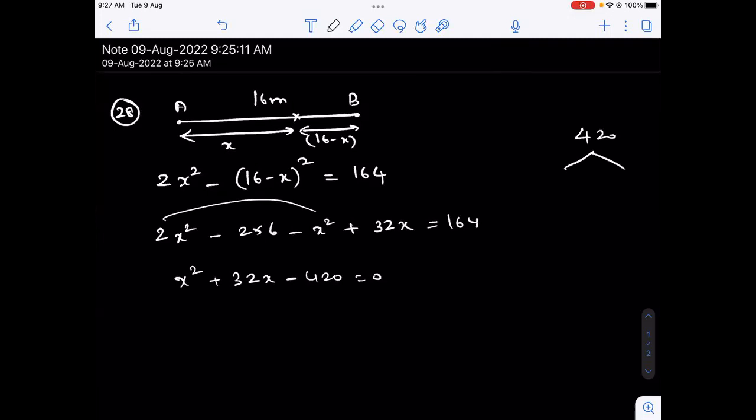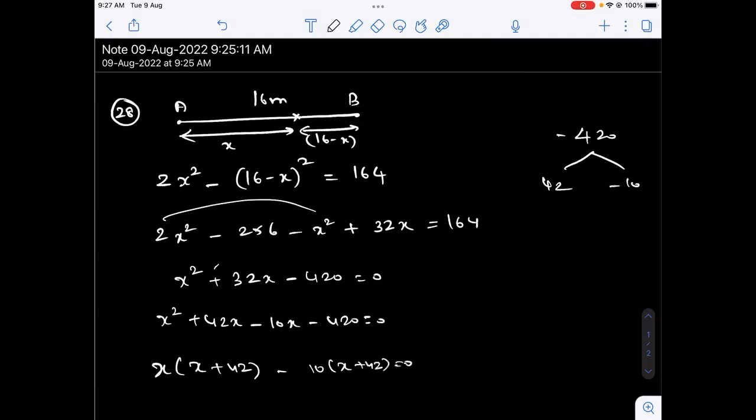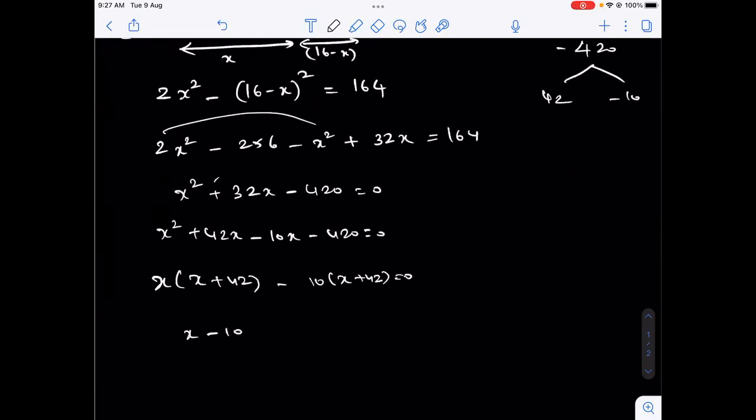So 420, how will you write it? 42 and 10 is what we can write. But the middle term is positive, so 42 minus 10, because it is minus 420. So x square plus 42x minus 10x minus 420 is equal to 0. So x into x plus 42 minus 10 into x plus 42 is equal to 0. So x minus 10 into x plus 42 is equal to 0.